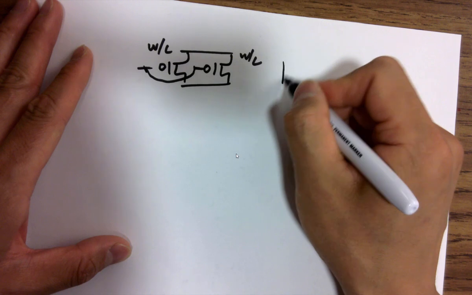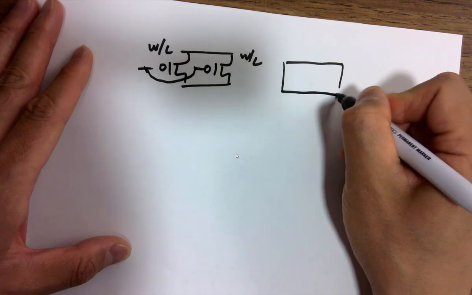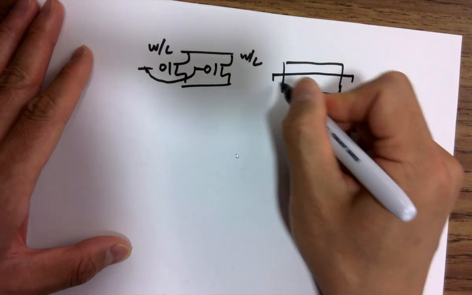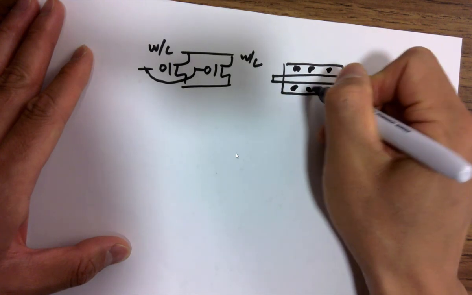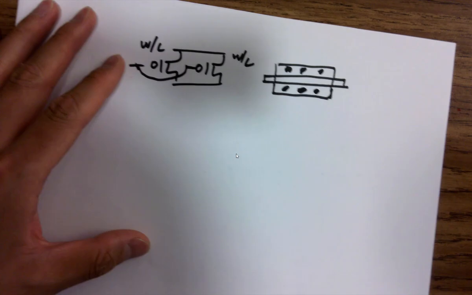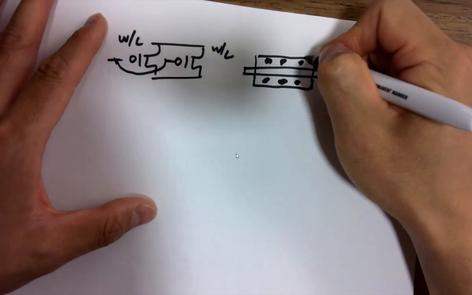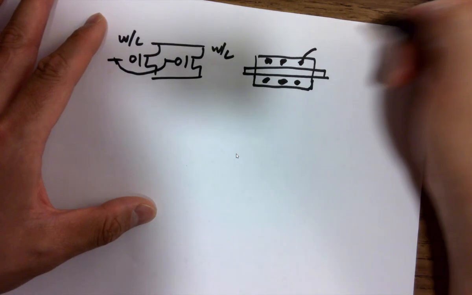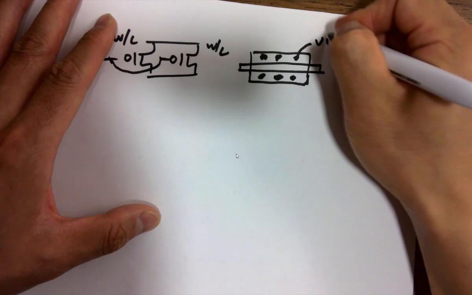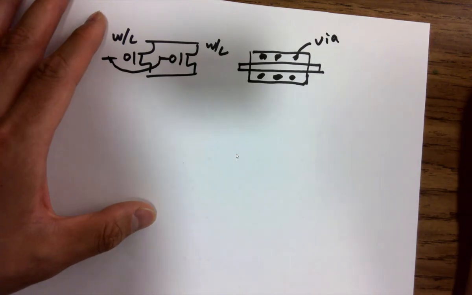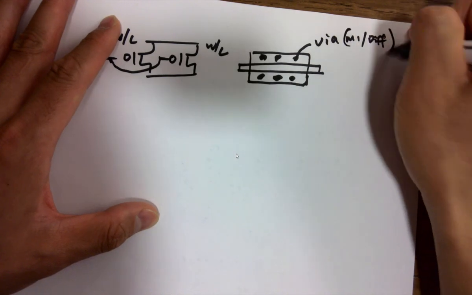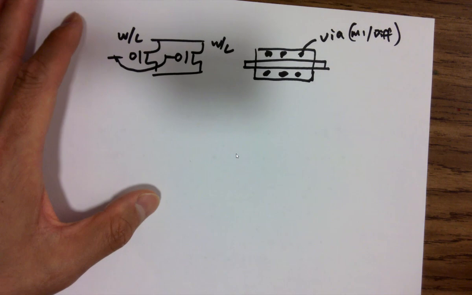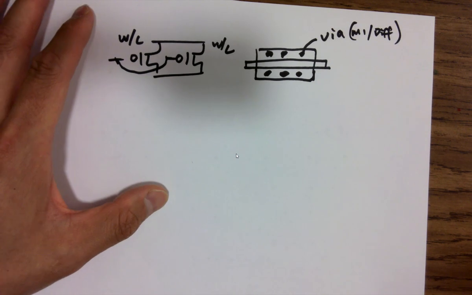Okay, now let's draw it. Do you still remember the shape of the transistor? Okay, this is the transistor. What is this little black square here? It's the via, from M1 to the surface. It's a metal 1 to diffusion via, right? If it's the PMOS, it's going to be metal 1 to P plus via.